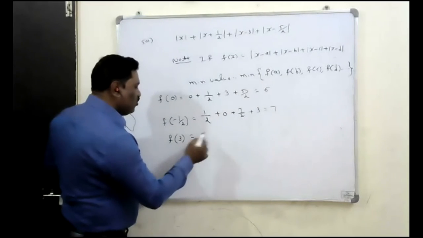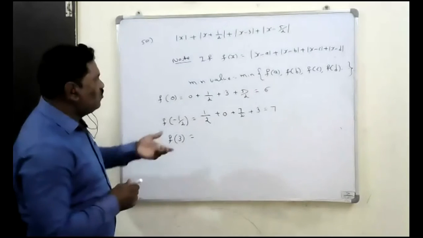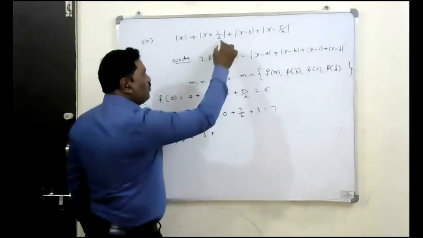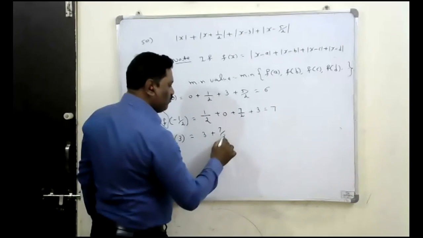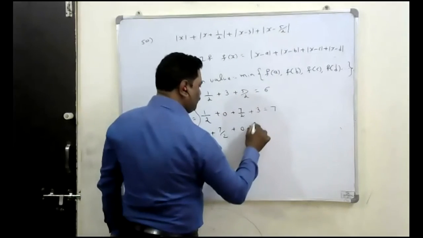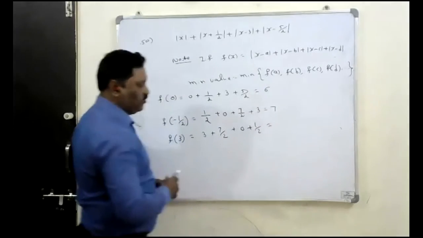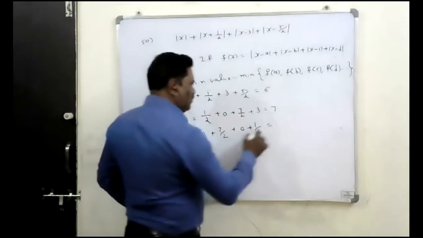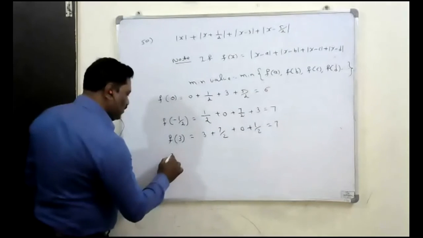Next, it is 0 when x equal to 3. Keep x equal to 3 everywhere. It is 3 plus 1 by 2, that is 7 by 2, plus 0 for the x minus 3 term, plus 3 minus 5 by 2, that is 1 by 2. Then 7 by 2 plus 1 by 2 plus 1 by 2 gives a total of 4.